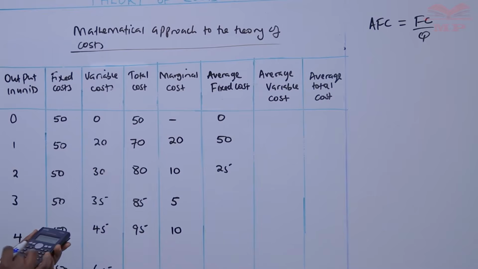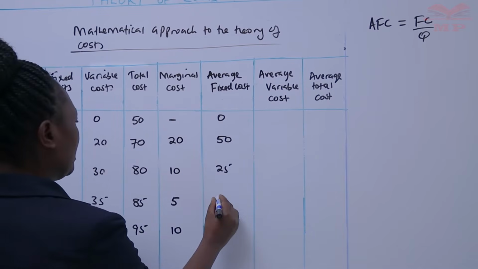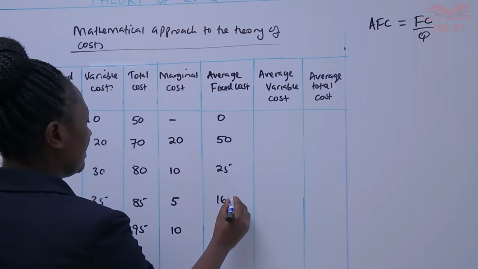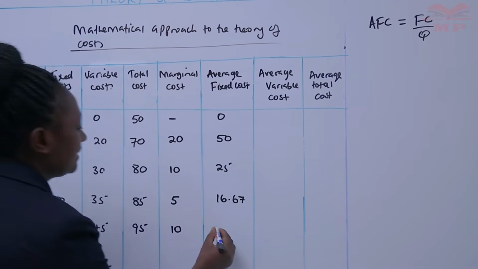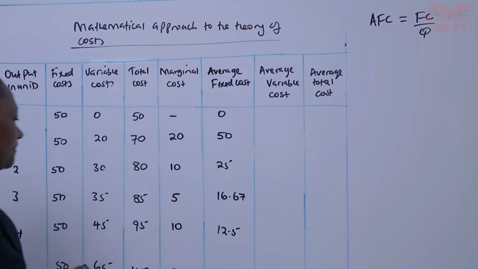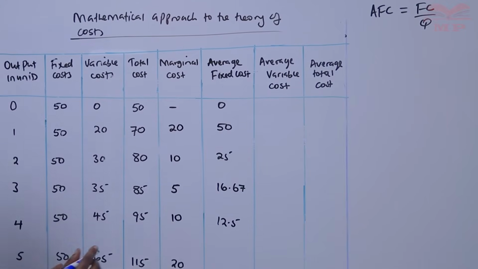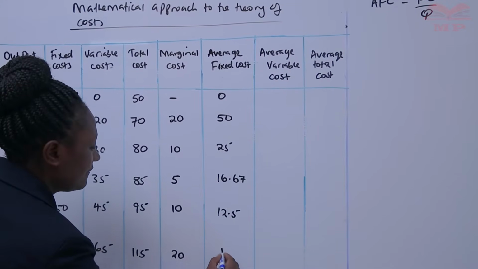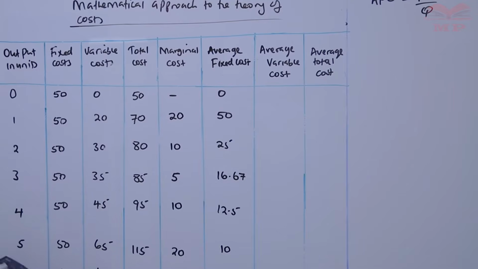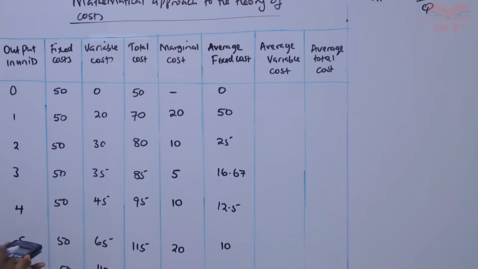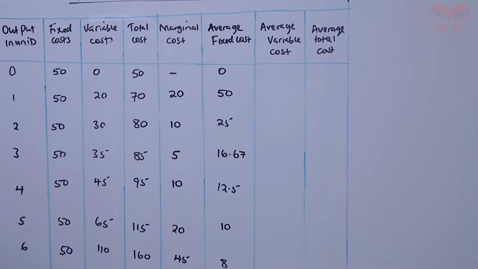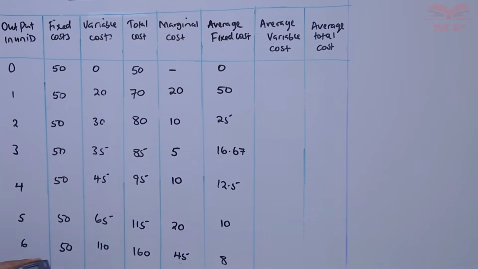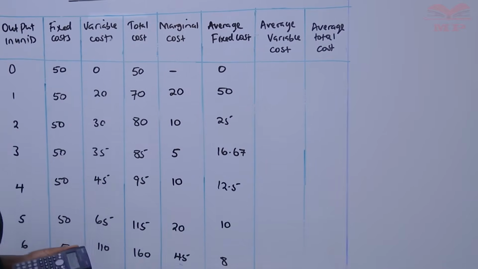For the second output it is 50 divided by 2, which will be 25. 50 divided by 3, that's for the third output, it will give us 16.67. And then for the fourth is 50 divided by 4, which will give us 12.5. Then 50 divided by 5 will give us 10. And then 50 divided by 6 will equal 8. Then we'll have calculated the average fixed cost. We do the same for average variable cost.